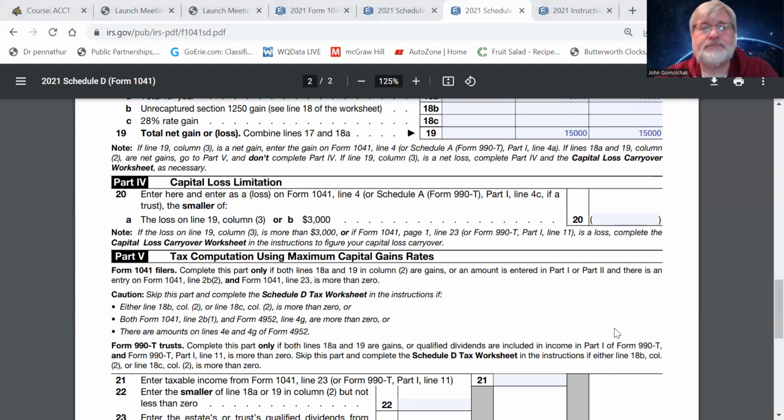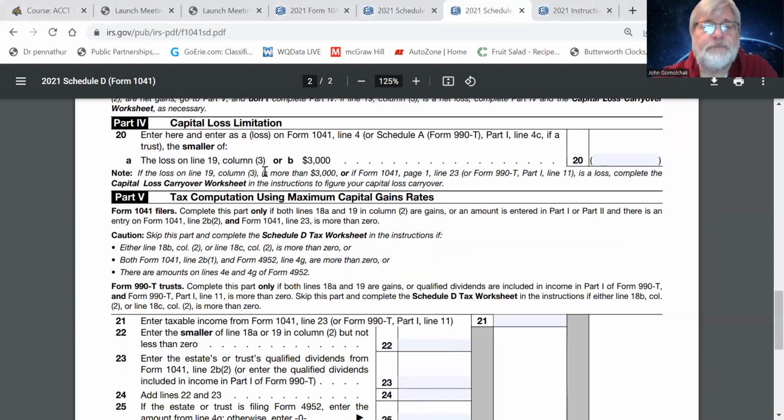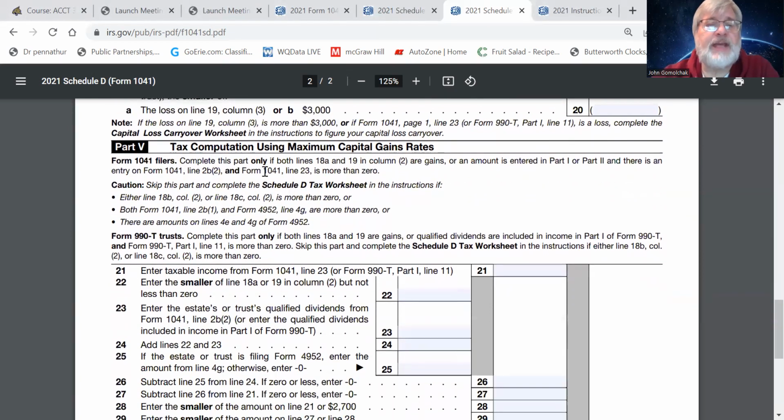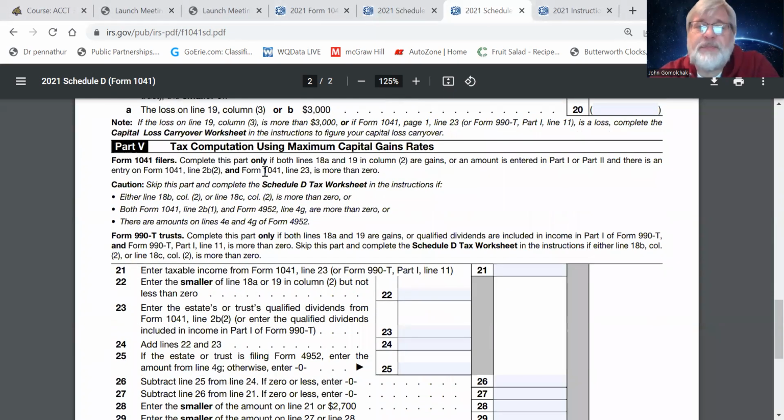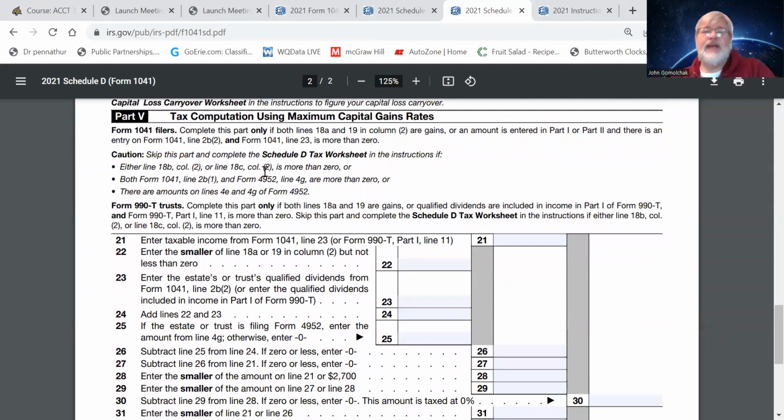Oops, lost the page. There we go. Part 4. Tax computation using maximum capital gains rates. I'm not going to do the numbers here. I just, at the beginning, want to go through so you can see what this is all about. The whole purpose of part 5 is to compute your tax using the maximum capital gains tax rate.